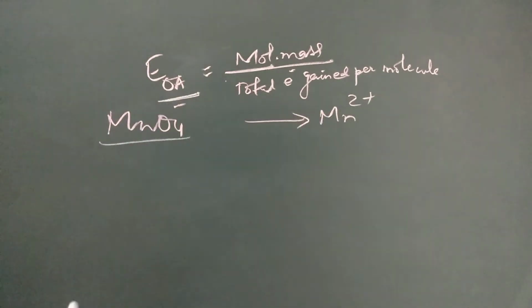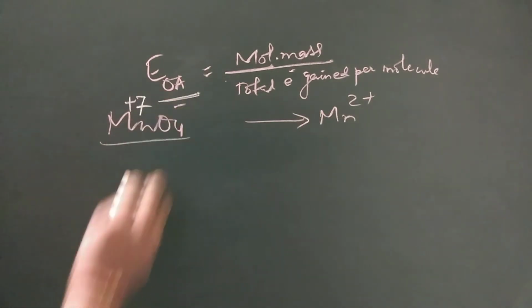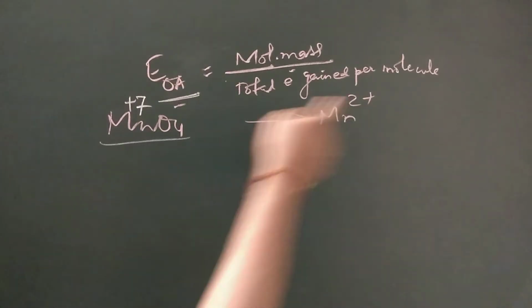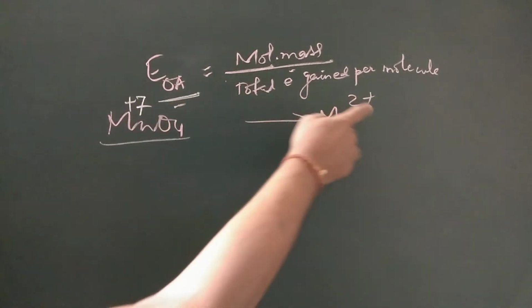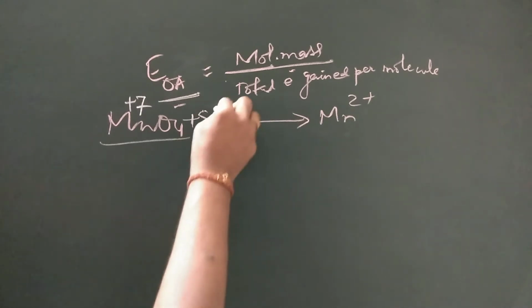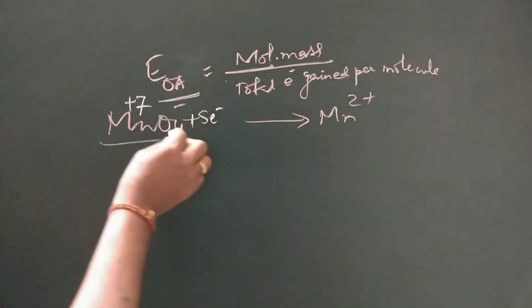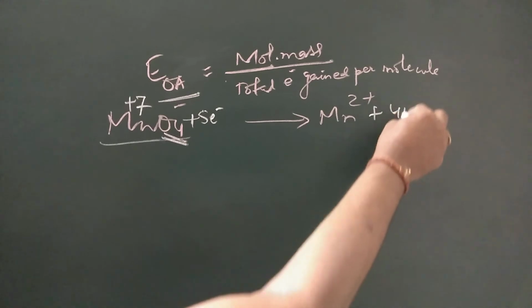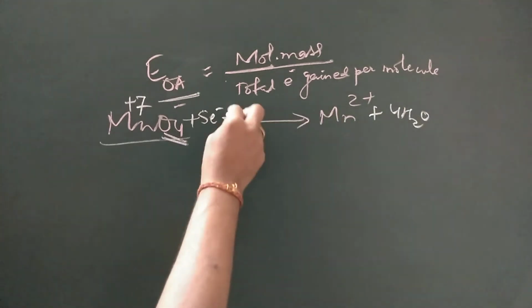For example, permanganate ion gives Mn2 plus. So you have to balance here. The oxidation state of Mn is plus 7 and it becomes plus 2. So there is a deficiency of 7 electrons, it has 2, so we will add 5 electrons here. To balance oxygen, which is 4, there will be 4 water, and to balance the protons, 8 H plus.